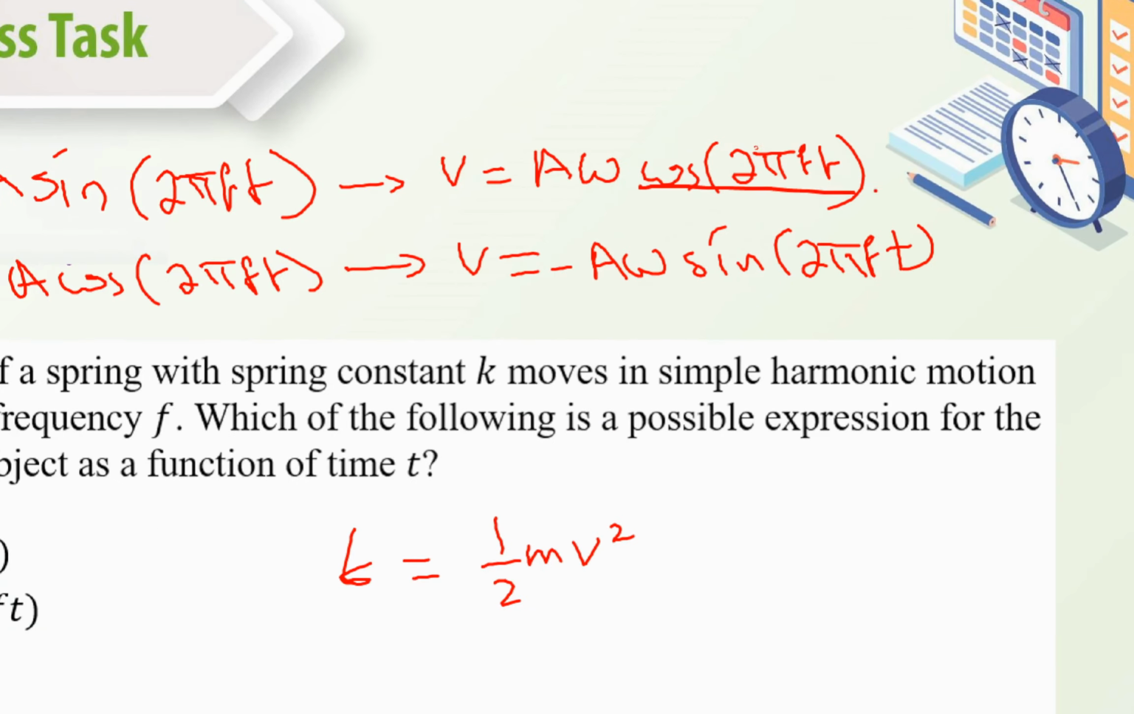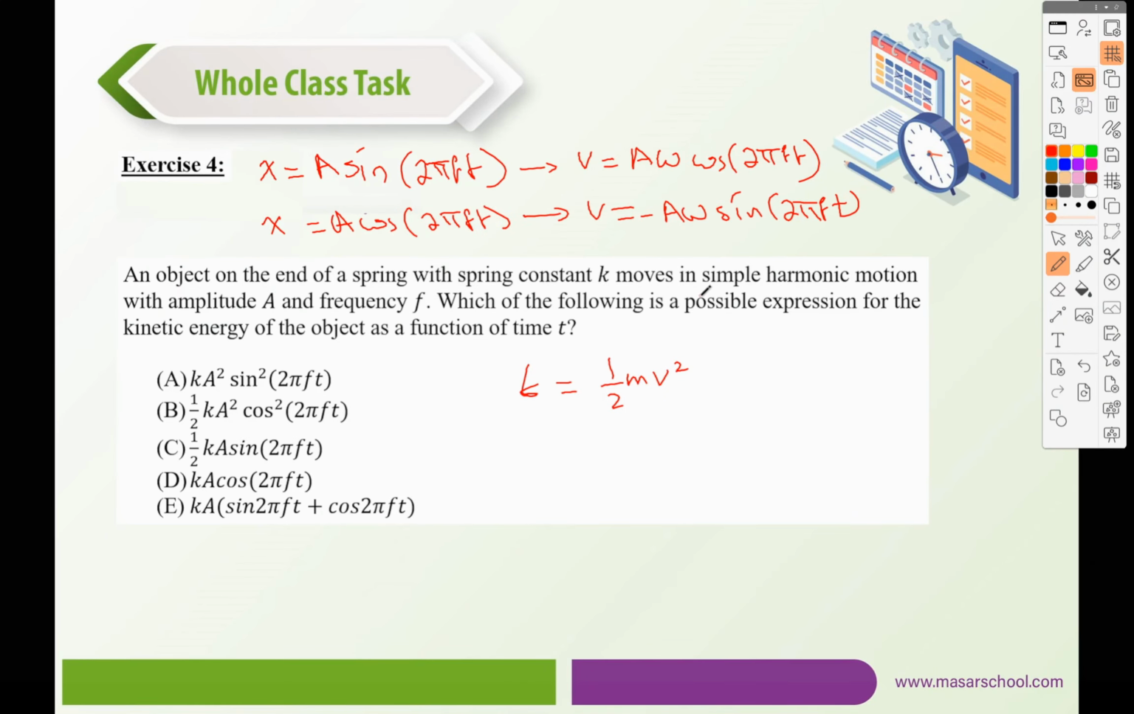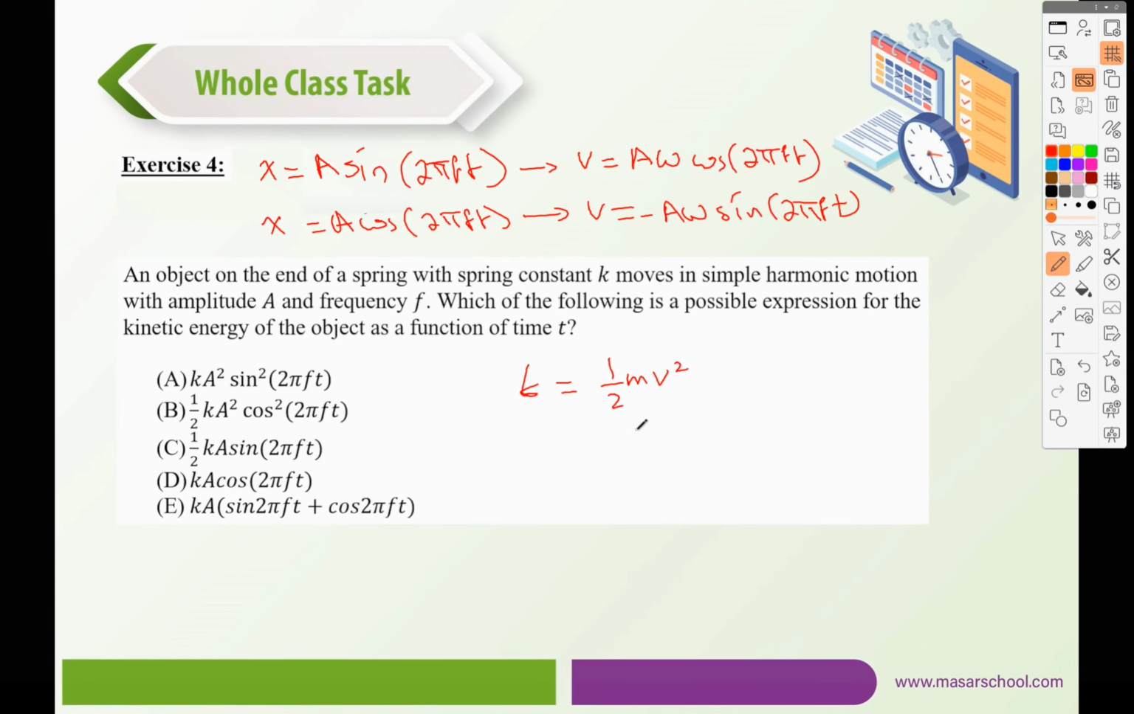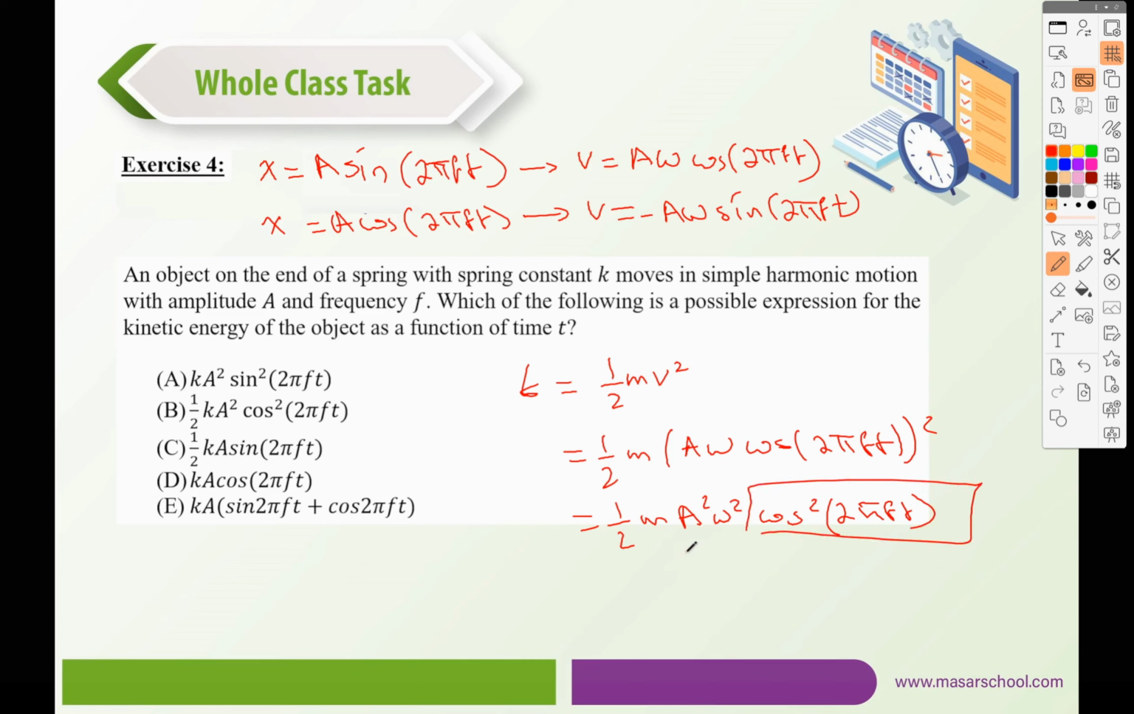Now whether we're working with cosine or sine, it's perfectly the same. I'm just interested in the coefficient of the kinetic energy, as we did in the previous exercise, so that would be half m. Let me go with cosine. That would be A omega cosine of 2 pi f t, all to the power of 2, which is basically half m A squared omega squared cosine squared 2 pi ft, and I will ignore this part for now.